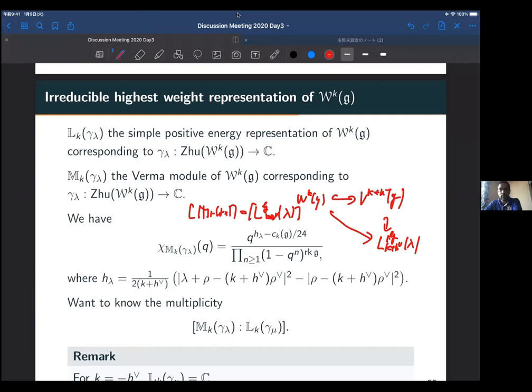So the lambdas are the same? I mean, this lambda would correspond to the gamma lambda of... Right, yeah, exactly. But there's some shift, you mentioned that there is some... It depends on how you normalize. I normalize so that this holds. Okay, thanks.